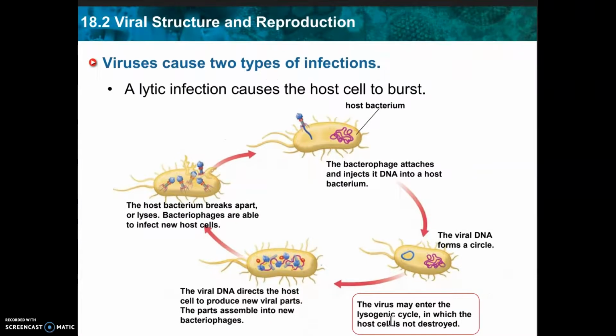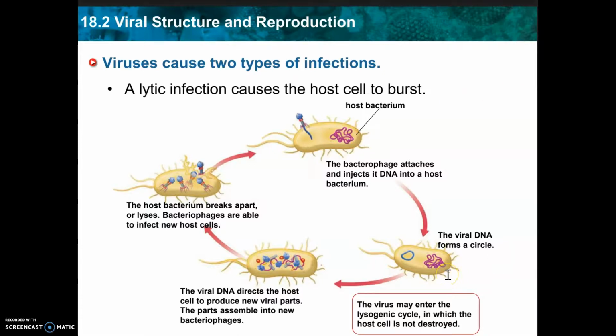All right, so this is the last portion of your notes. We are going to go over two different types of reproductions, or two types of infections. The first one we'll go over is the lytic infection. This is going to lead to the host cell death. It starts where the bacteriophage attaches and injects its DNA into the host bacterium.